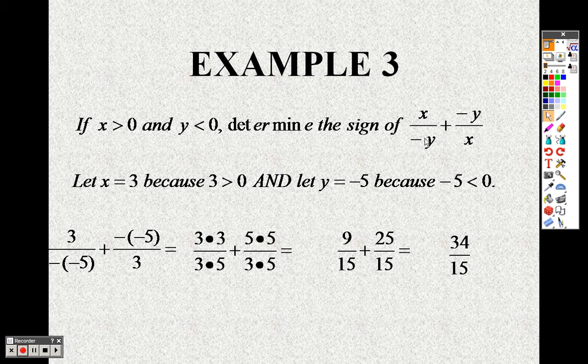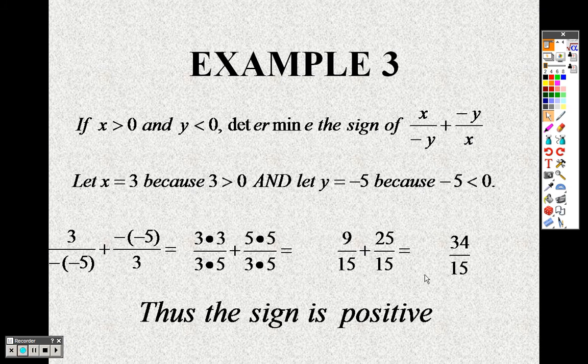I'm just replacing y. So it's negative 5, negative 5 up there, which gives me 3 over positive 5 and 5 over positive 3. And then the reason I'm multiplying here is to find common denominators. If this base is a 5, then I'm going to multiply it by a 3 to make sure I get a 3 there. And if this base is 3, that's why I'm multiplying it by 5. And then we add straight across with the fractions because now we have the same base to get 34 over 15. So the sign is positive.